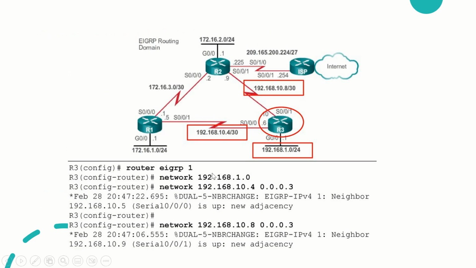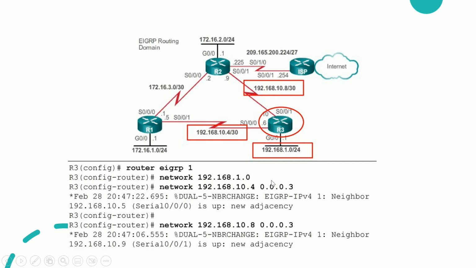And in this situation, for example, for router 3, this network is a /30, and you can calculate the wildcard mask 0.0.0.3. And for this router also, to advertise this network, you should write network 192.168.10.8, and the /30 wildcard mask is 0.0.0.3.